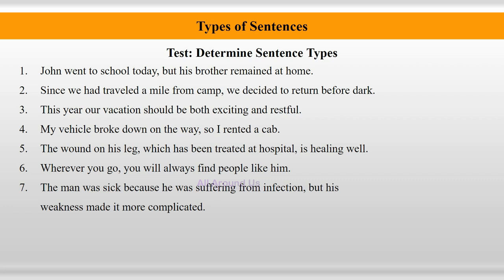Now test. Determine sentence types. John went to school today, but his brother remained at home. Since we had traveled a mile from camp, we decided to return before dark. This year, our vacation should be both exciting and restful. My vehicle broke down on the way, so I rented a cab. The wound on his leg, which has been treated at hospital, is healing well. Wherever you go, you will always find people like him. The man was sick because he was suffering from infection, but his weakness made it more complicated.